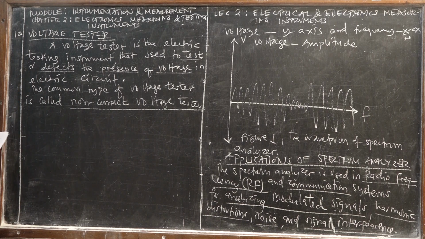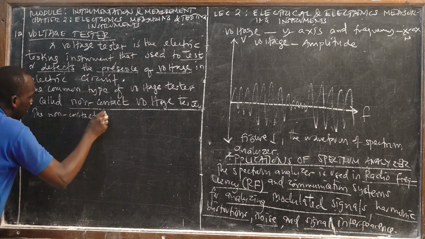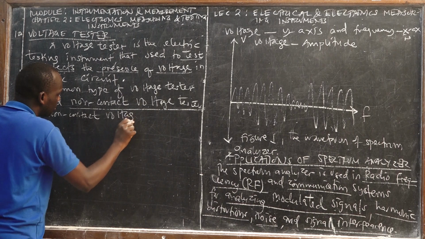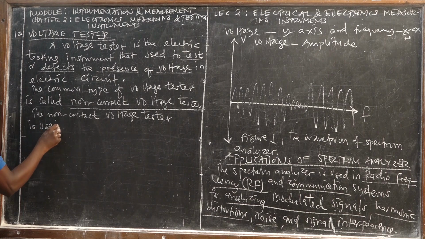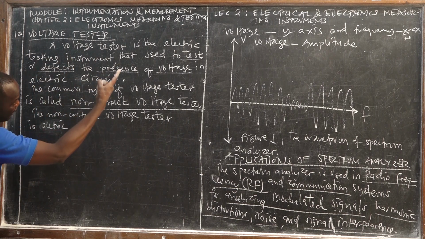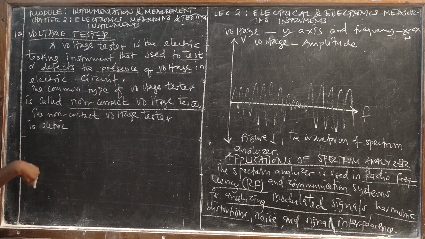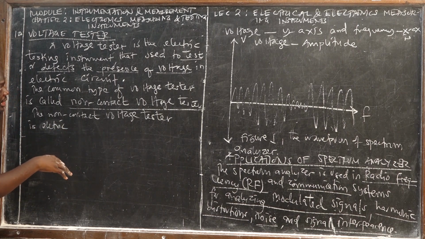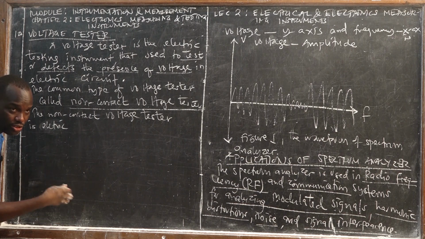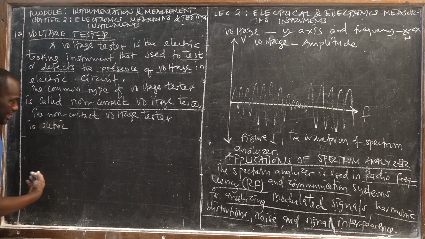Okay, so we say that the non-contact voltage tester is an electrical testing instrument. That's why the topic is called electronic measuring and testing instruments. Are we together? Some of the instruments are not measuring, just testing. However, most of them perform the activity of measuring, but some of them are used for testing. Right? Right, class?